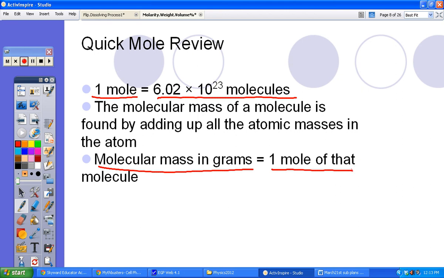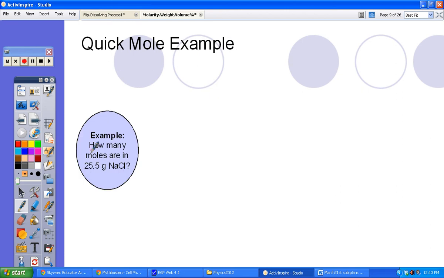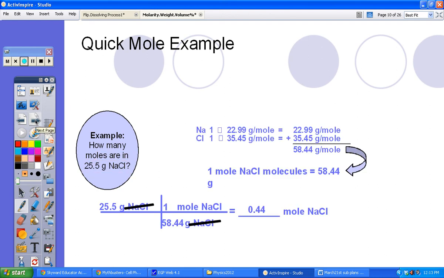So for example, how many moles are in 25.5 grams of sodium chloride? Well, we take this formula. We have 1 sodium atom, 1 chlorine atom, and when we look at the periodic table and find their masses, we come up with 58.44 grams in 1 mole. Now, we don't have a full mole because we only have 25 grams. So we take 25, use our conversion factor here, divide it out, and we end up with 0.44 moles of sodium chloride. So this should be a little bit of a review for you.